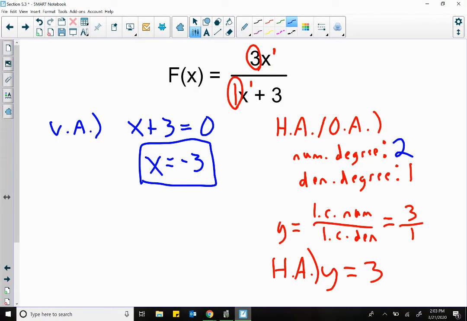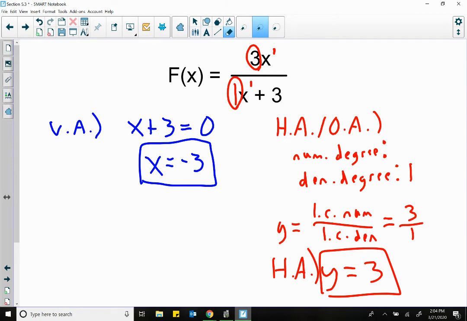Then case 4 says that you will have none of them, no horizontal, no oblique, if the numerator degree is bigger than the denominator degree by 2 or more. So say this numerator degree was 3. See, that numerator is bigger than the denominator by 2. Anytime your numerator degree is bigger than the denominator degree by 2 or more, there is no horizontal and there is no oblique. And that's how the rest of this assignment works. That's all you're going to be doing.